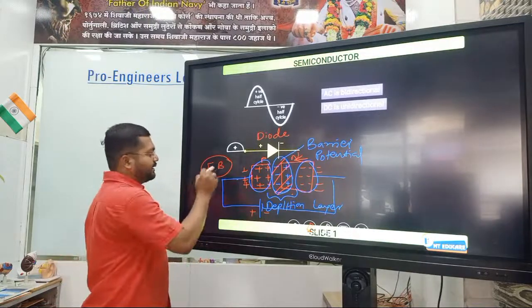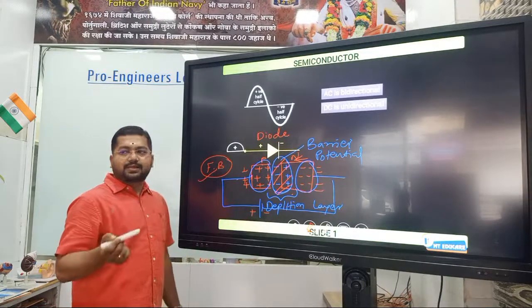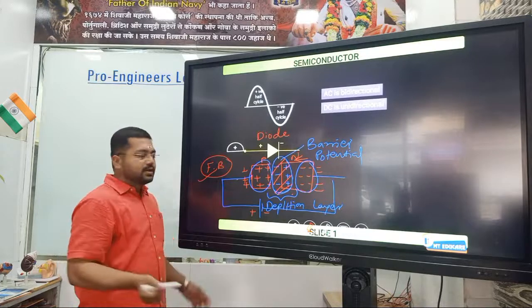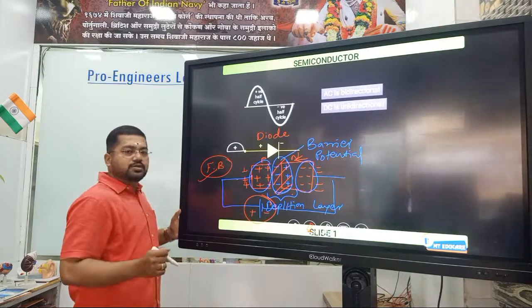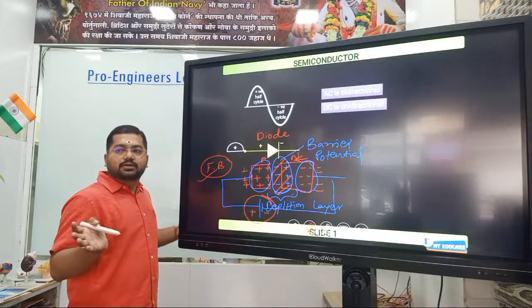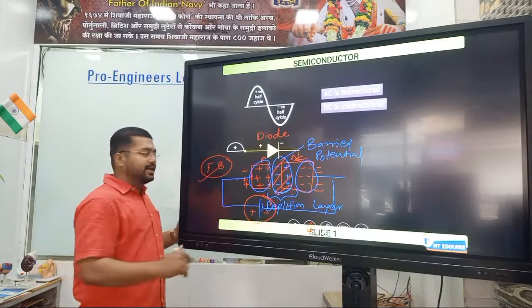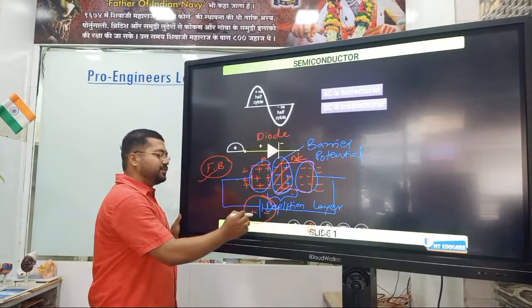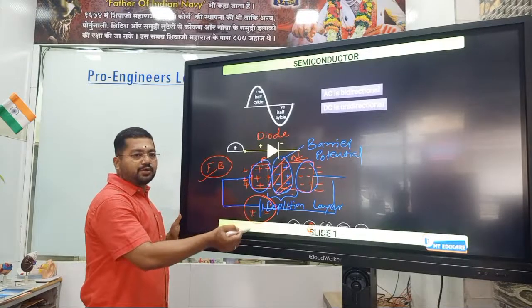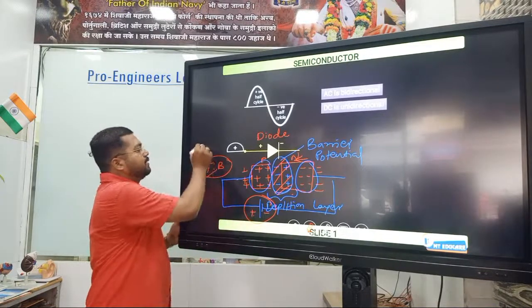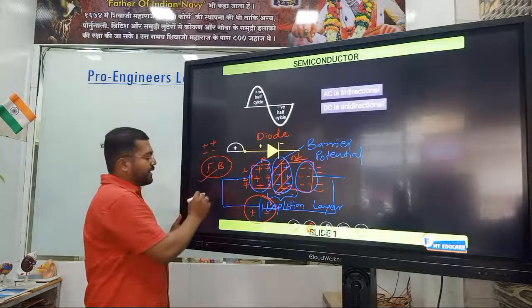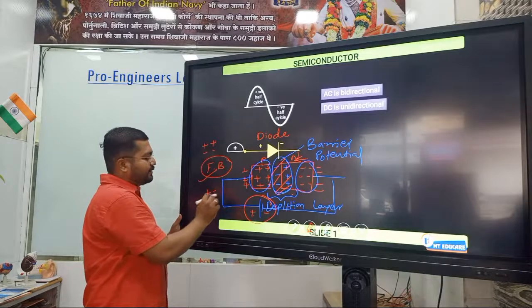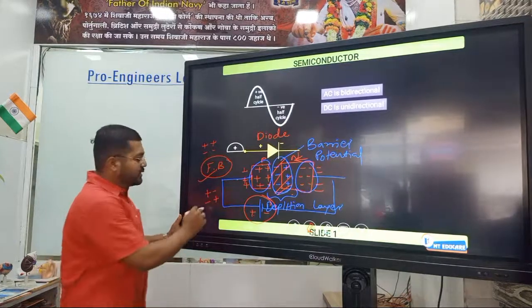Sir, you said it is in forward bias. So is there something called reverse bias? Yes. In that case, the source direction has to change. Where there is positive there must be negative, and where there is negative there must be positive. When positive with positive and negative with negative is connected, that is called forward bias, and when positive with negative and negative with positive is connected, then it is called reverse bias.